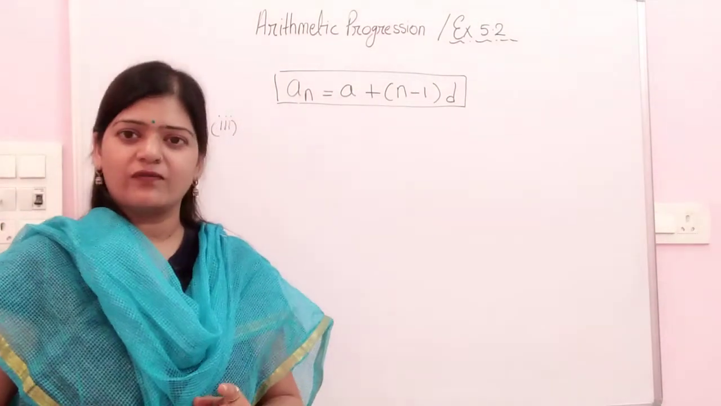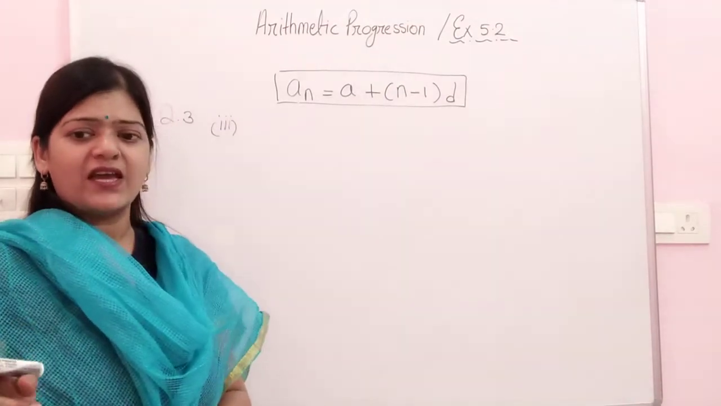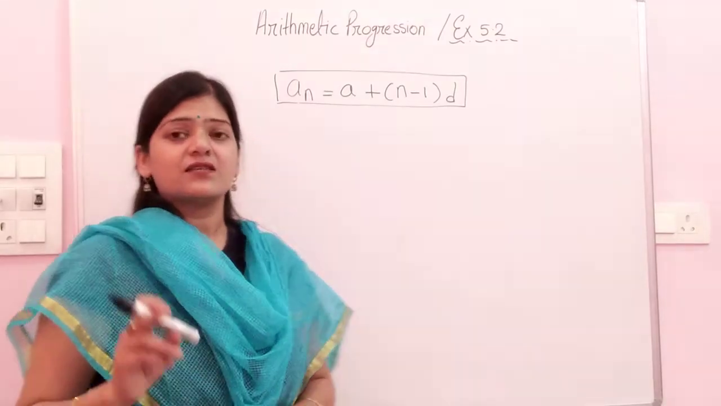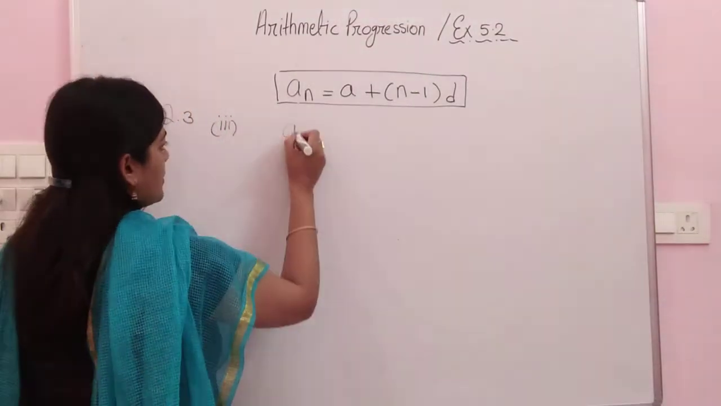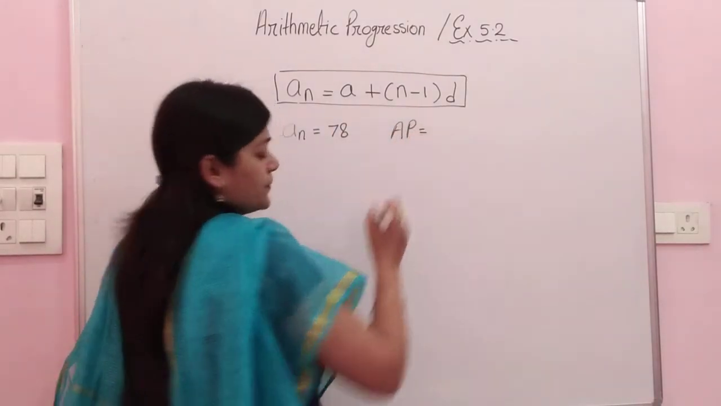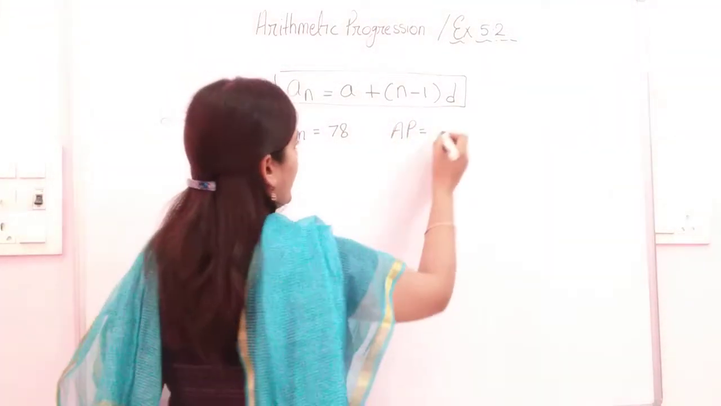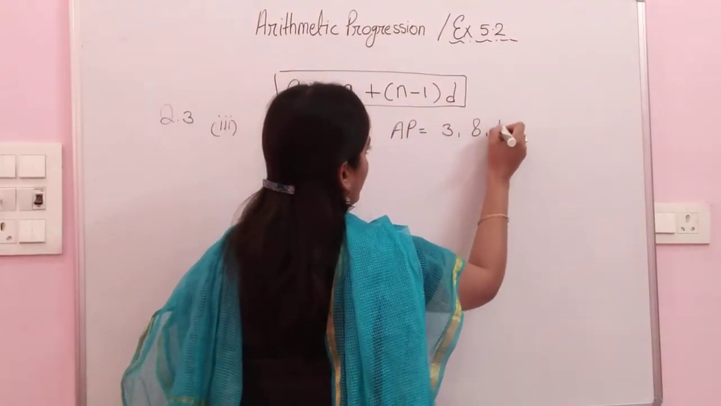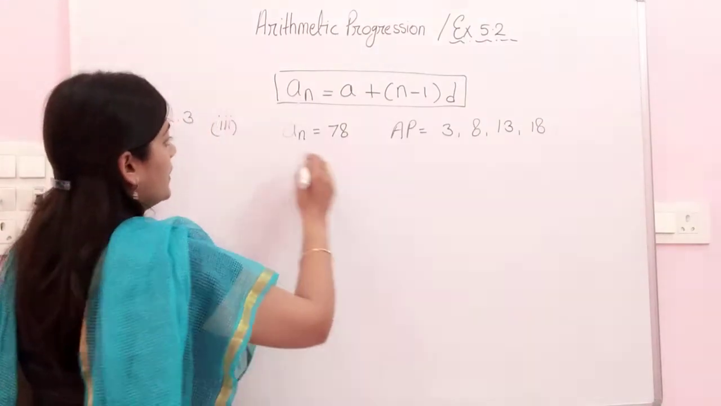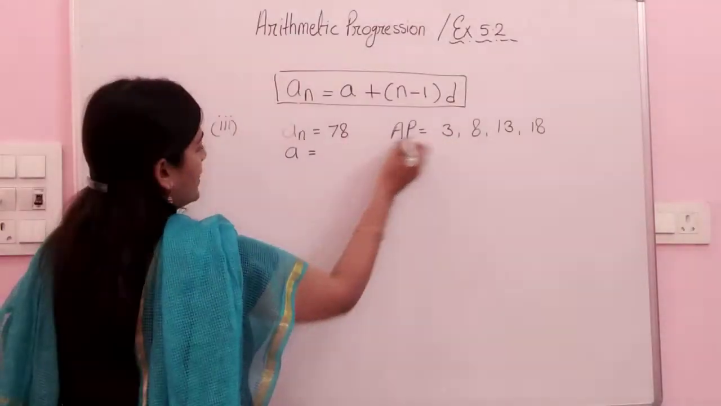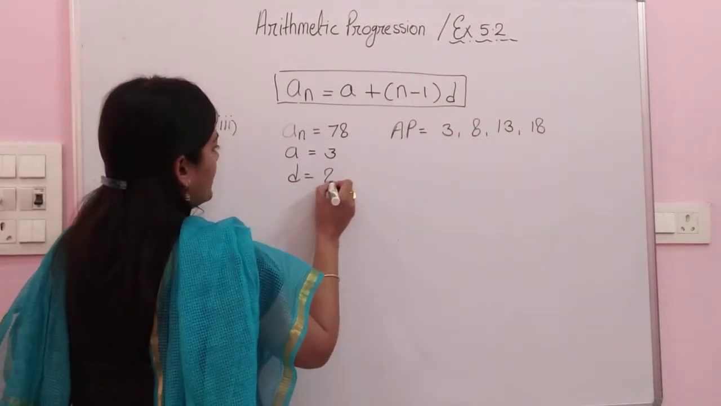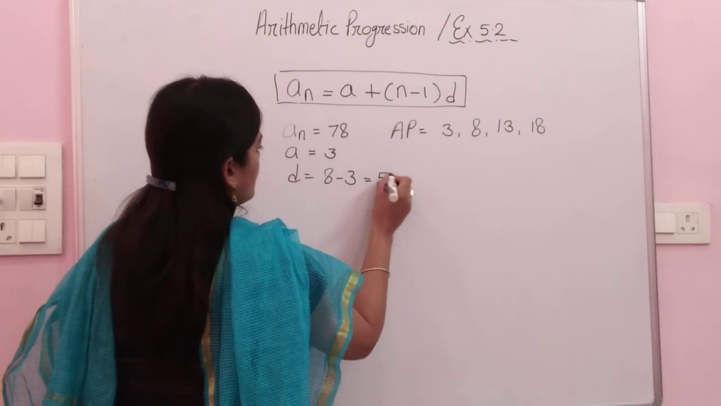Okay, question number 4 we are going to discuss, in which an AP is given, and you have to find which term of this AP is 78. Which term means An is already given, 78. The AP is already given: 3, 8, 13 and 18. And from the AP you can find your first value. Your D is equal to A2 minus A1, 8 minus 3, it is equal to 5.